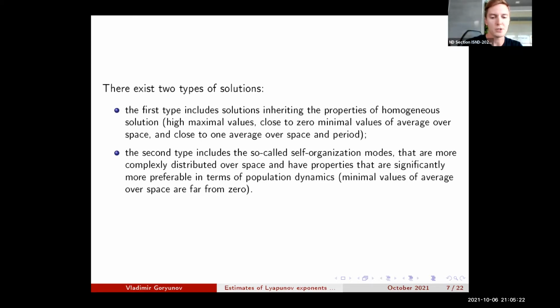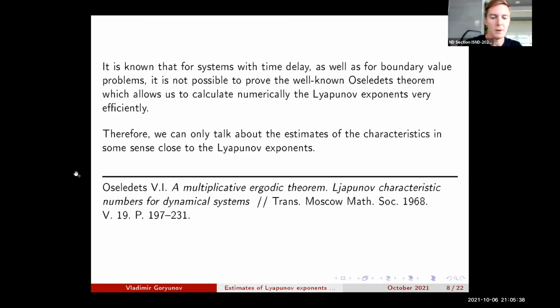But to understand the general picture of how difficult it is to find certain exemplars of modes, other invariant characteristics are also required. For example, the Lyapunov exponents. And here's a big problem because we consider a system with delay. It is known that for systems with delay, as well as for boundary value problems, it is not possible to prove the well-known oscillator theorem, which allows us to calculate numerically the Lyapunov exponents very efficiently. Therefore, we can only talk about estimates of characteristics in some sense close to the Lyapunov exponents.